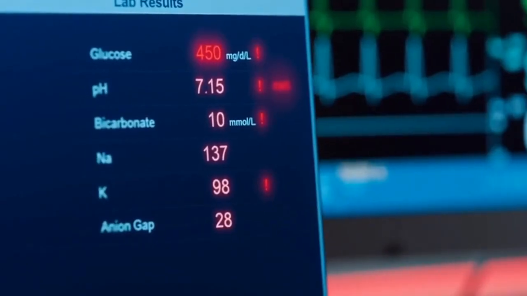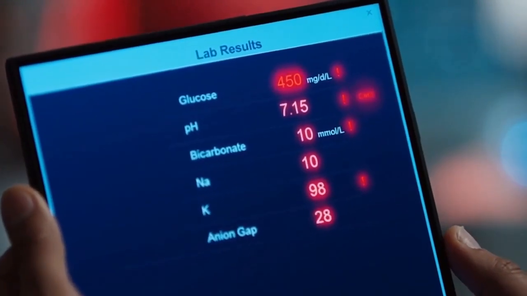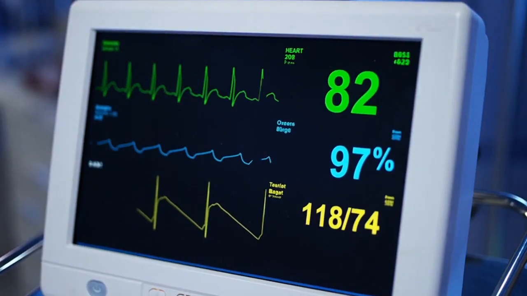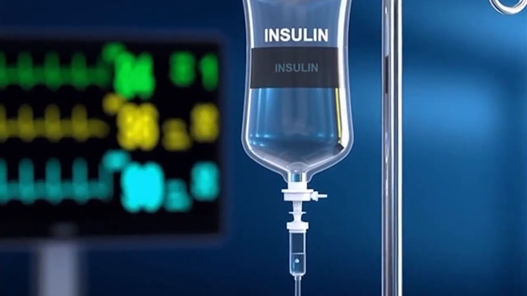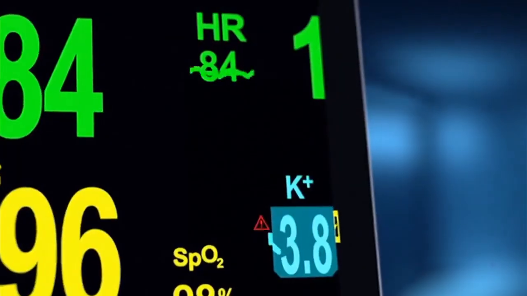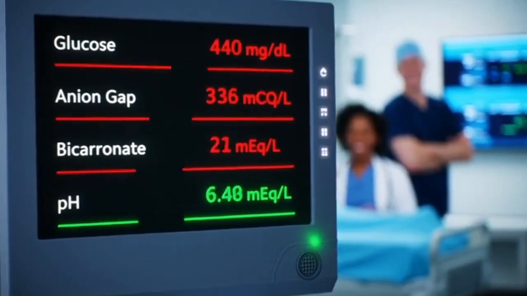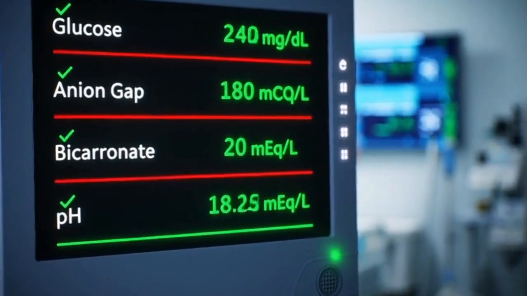Presentation: polydipsia, polyuria, nausea, vomiting, abdominal pain, and Kussmaul respirations, deep, labored breathing as the body blows off CO2 to compensate for metabolic acidosis, and fruity breath from exhaled acetone. Altered mental status in severe cases. On labs, elevated glucose, low pH, low bicarb, elevated anion gap, elevated BUN and creatinine from dehydration.